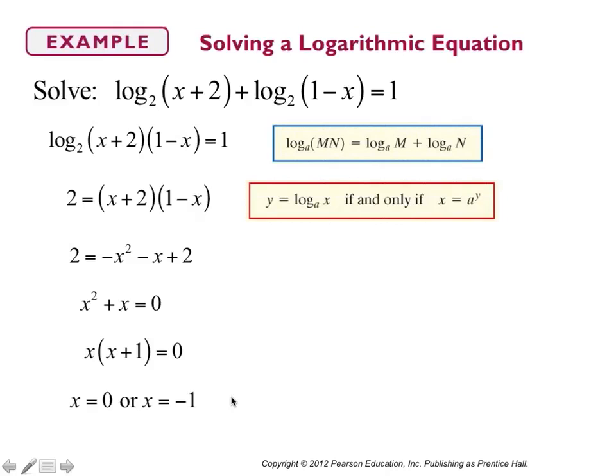Now we need to make sure that these work. So if we plug x equals 0 into our original equation, 0 plus 2 is 2, so there's no issue there. 1 minus 0 is 1, so there's no issue there. Again, we're looking for negative numbers when we plug this in. If we take -1 and plug it in, -1 plus 2 is 1, so there's no issue there. And 1 minus -1 is 2. So again, there's no issue there. So it's fine to have a negative solution, but you need to make sure that when you plug it in, you don't have the logarithm of a negative number. That is what causes issues. So both of these solutions are actually in the domain.